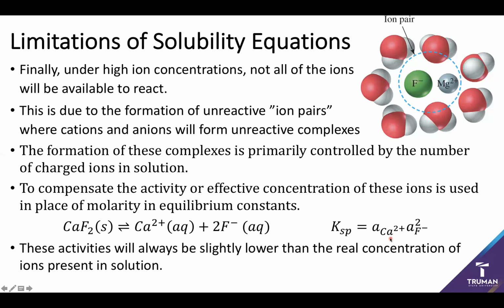However, it is worth noting that the activity and the actual concentration tend to grow more and more different as we get higher and higher amounts of ions. And this is one of the reasons why, even though it seems like, according to our equations, last time we had a solubility of magnesium hydroxide of 560 molar, you're never going to quite get there because the activities are always going to reduce the amount of available ions present.